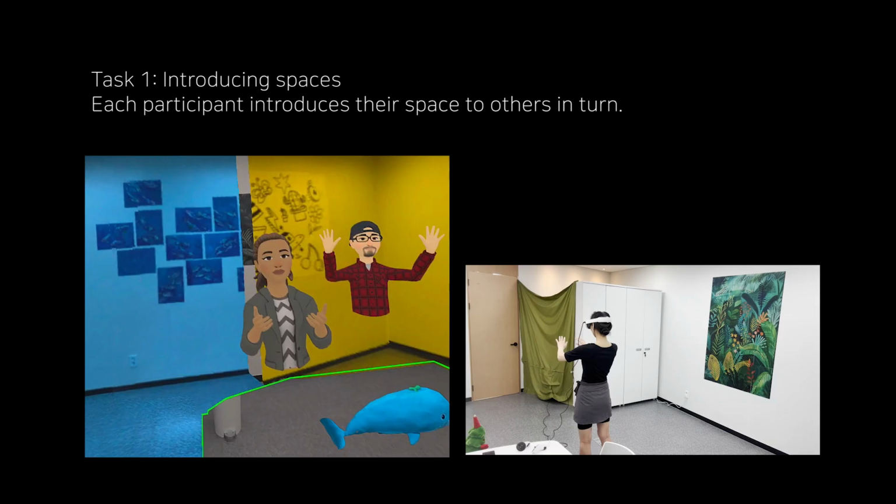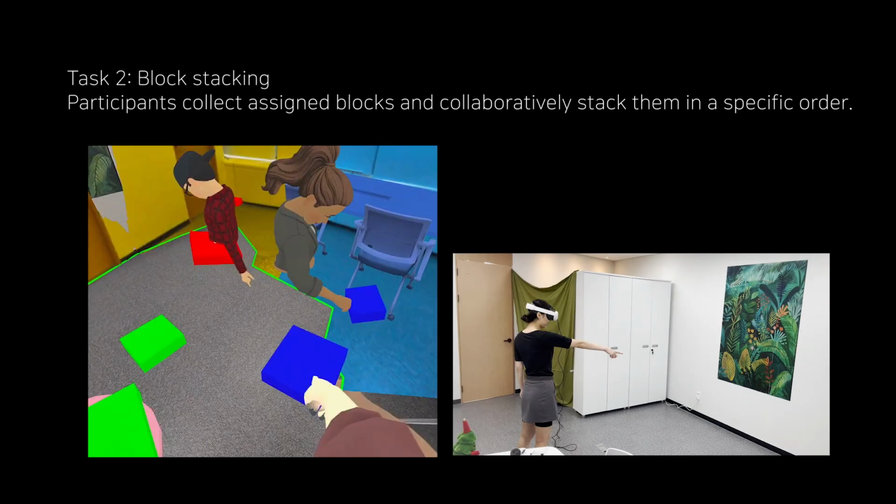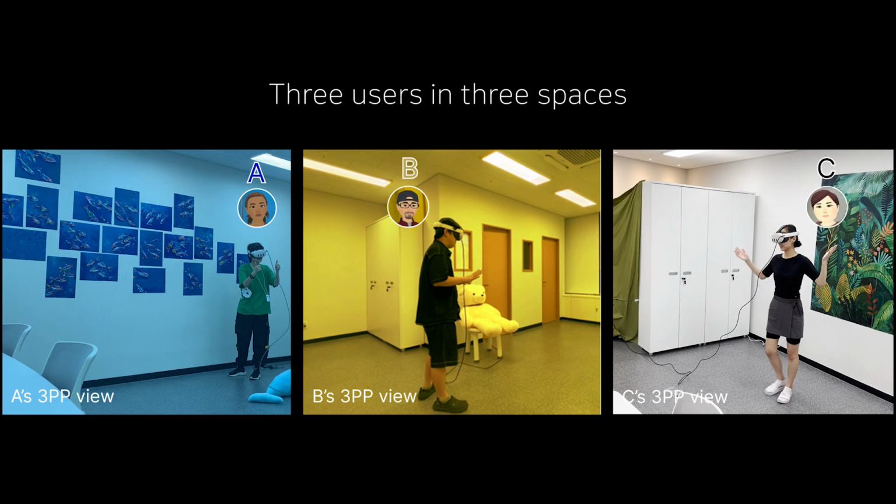In Task 1, each participant introduces their space to others in turn. In Task 2, participants collect the assigned blocks and collaboratively stack them in a specific order. This figure shows the spaces used in our user study.